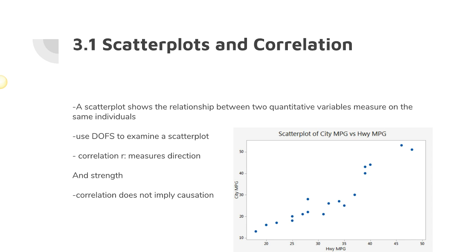So let's talk about the correlation R. R describes the strength and direction of a linear association between two quantitative variables x and y. An R that is close to 1 or negative 1 shows a strong correlation, and a negative R means that the correlation is negative, and a positive R shows that the scatter plot is positive.